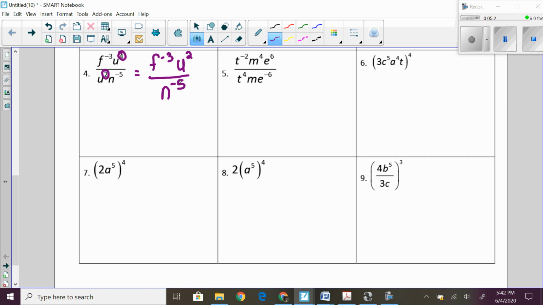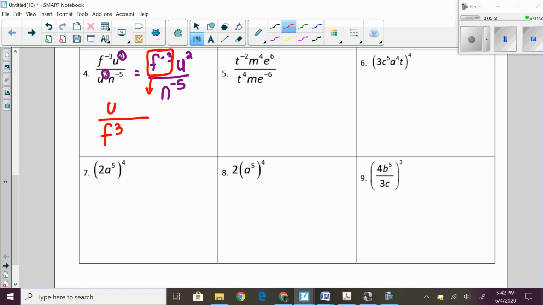This is close to the right answer, but it's not in the right form, because when these expressions are simplified, we should not have any negative exponents. So what we're going to do is take f to the negative third and drop it to the denominator so we can make it f to the positive third. Okay? The sign of the exponent changes if you move it from the numerator to the denominator or the denominator to the numerator.